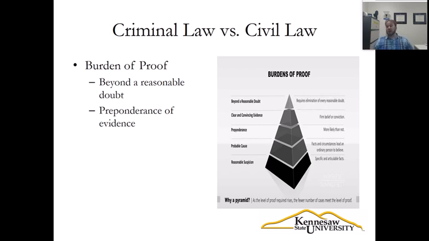However, in a civil matter, in civil court, the burden of proof is only a preponderance of evidence, which means that the plaintiff only has to prove that it's more likely than not that their argument is valid. It's more likely than not that you actually were negligent and you hit them with your car, or whatever it is that the case is about. So the burden of proof is much less.